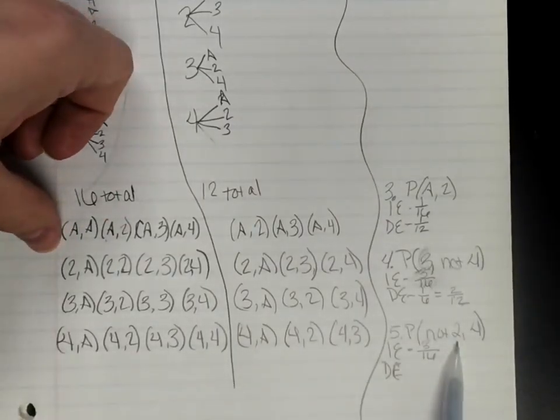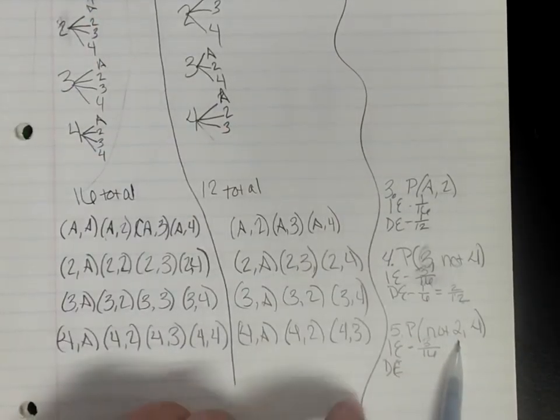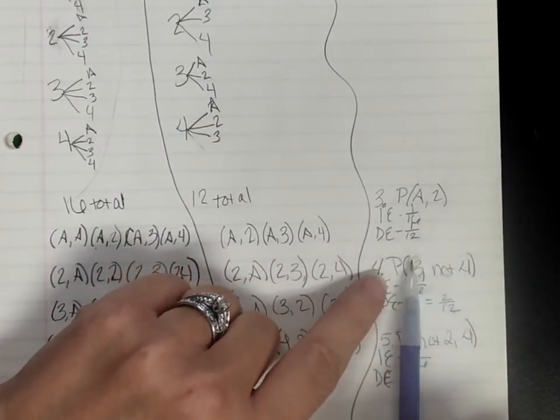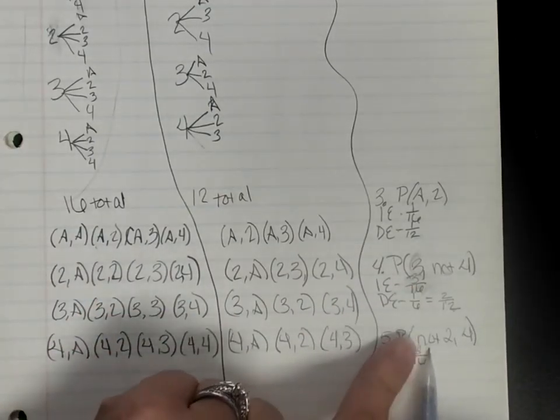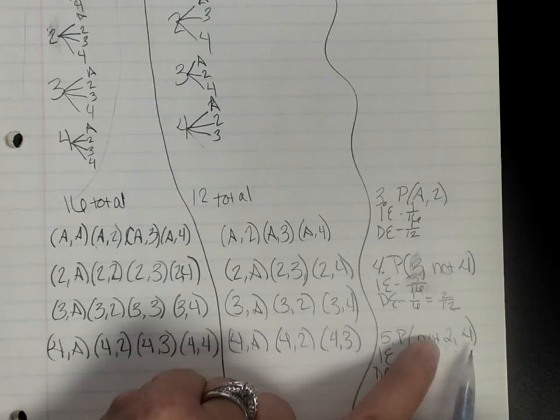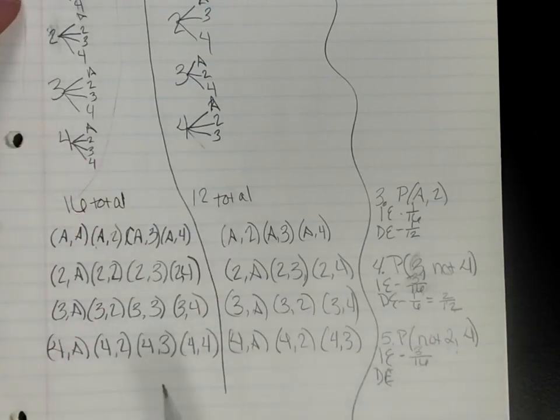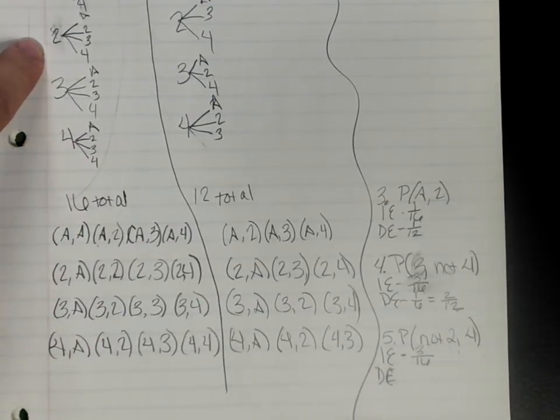So, it says not 2, but it wants 4. It's the same idea as this one: 3 followed by anything but 4. This is not 2 and anything that has 4. So it can't start with 2, but how many of them end with 4 that don't start with 2? Three.